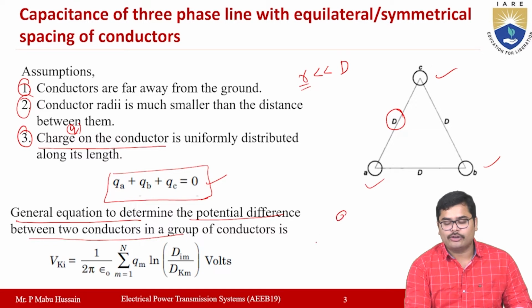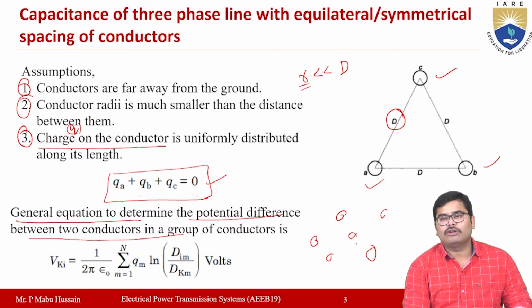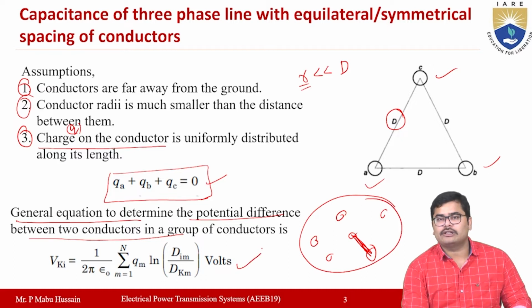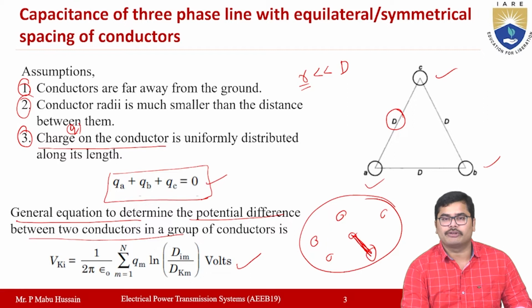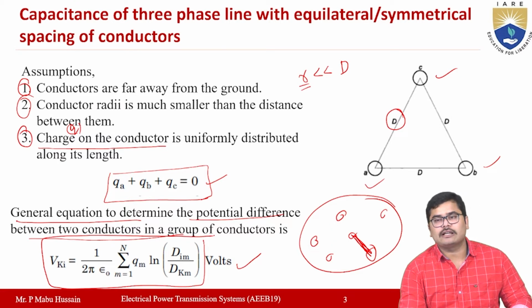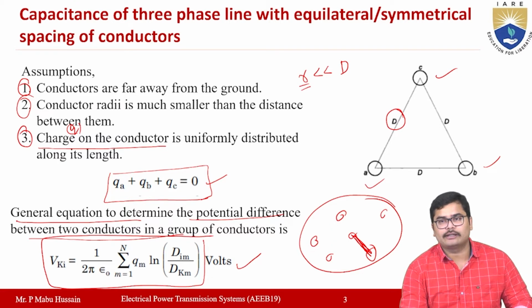Suppose you have a group of conductors. The potential difference between any two conductors in this group can be determined by using this expression. The derivation of this expression was already discussed in the previous lecture, so if you want to know how we got it, you can watch the previous video. You have to remember this equation, which represents the potential difference between any two conductors in a group of n conductors.